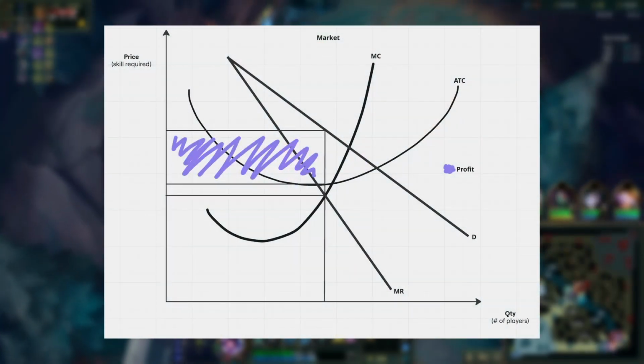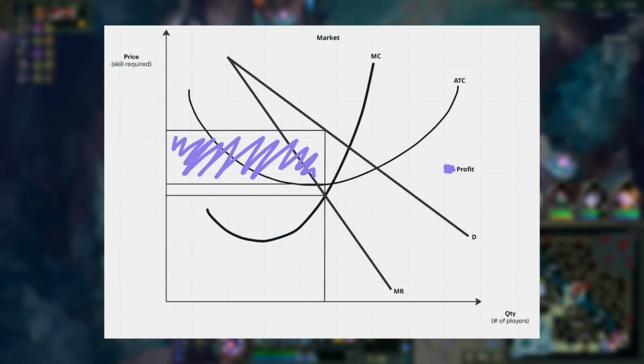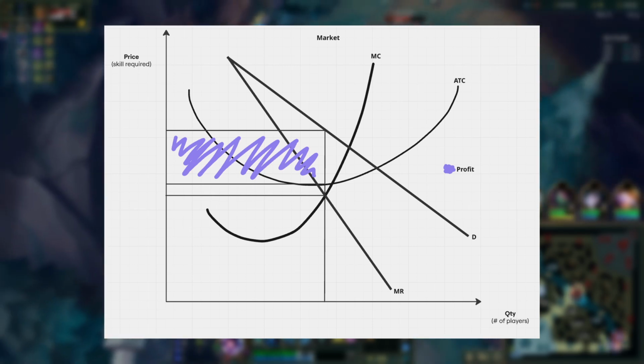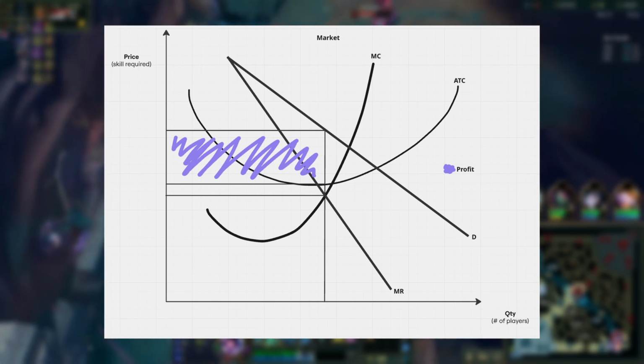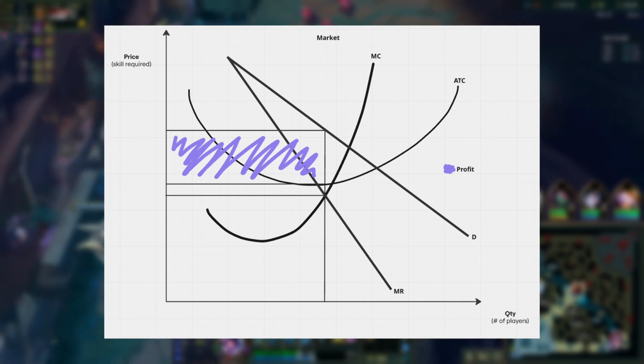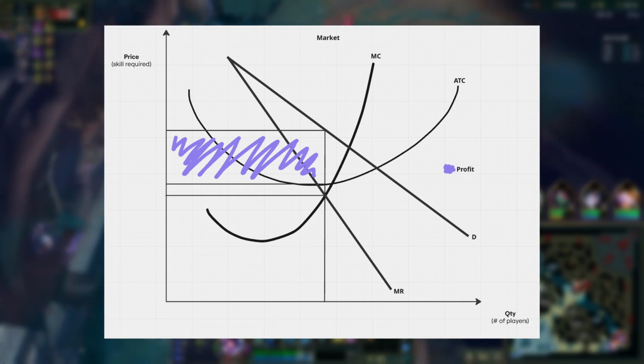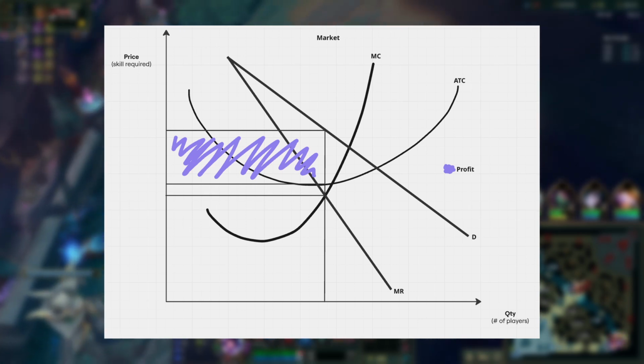Here's the second type of competition, a monopoly. You can see that on top it's labeled as a market because the firm is essentially the market. A monopoly can make profit in the long run because of its high barrier of entry, meaning that other people aren't able to play the champ as easily, taking longer to learn.